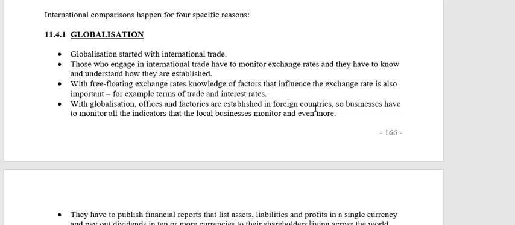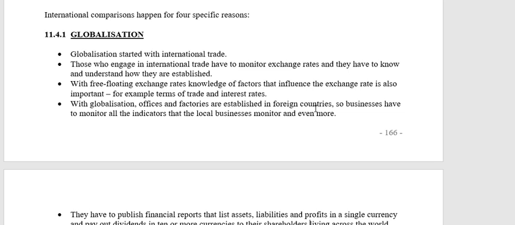So obviously, businesses that engage in international trade have to monitor exchange rates, because exchange rate changes are going to change what they pay for stuff and what they get for the stuff that they sell. So it is important when we are participating in international trade. If I'm an exporter in South Africa, I need to know what the exchange rates are. I need to know when it's changing, because those exchange rates are going to impact on me.